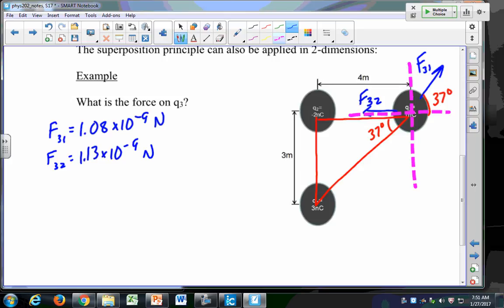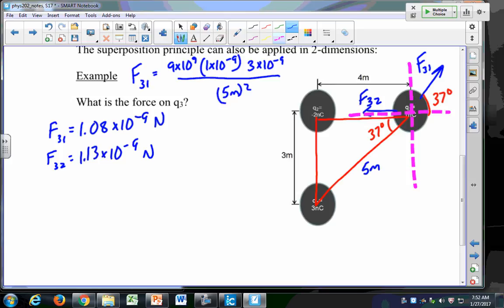Oh, I skipped that step. So let me sketch it in a little bit. I found F31. F31 is equal to 9 times 10 to the ninth times Q3, which is 1 times 10 to the minus 9, times Q1, which is 3 times 10 to the minus 9, divided by this distance, which is 5 meters, squared. And that just equals 1.08 times 10 to the minus 9.